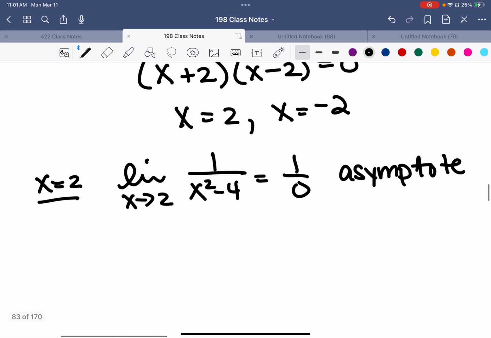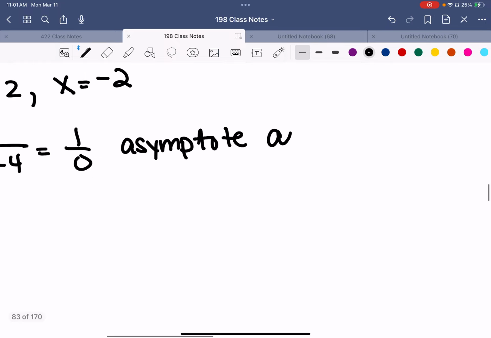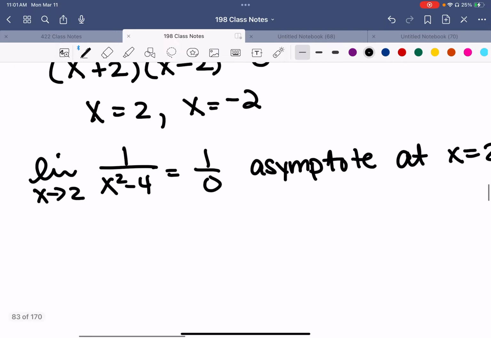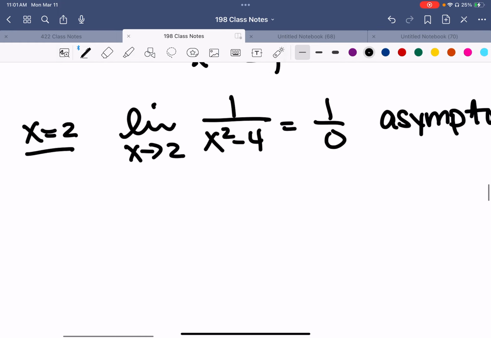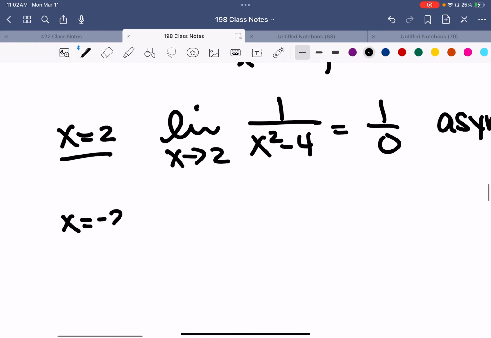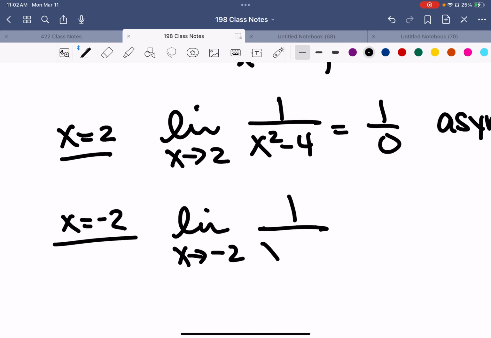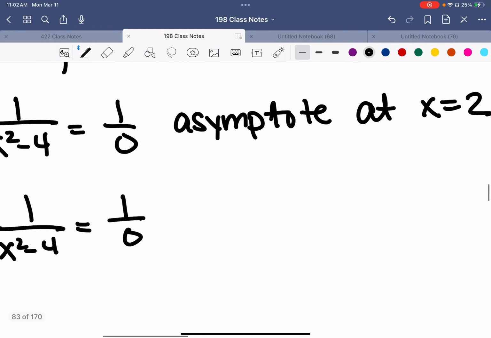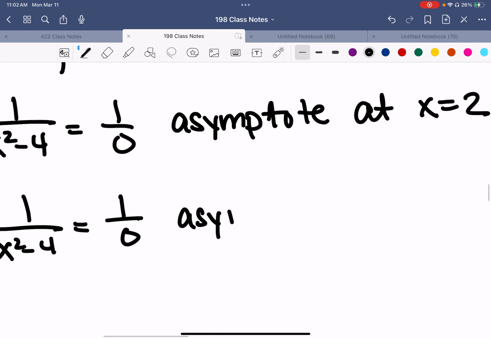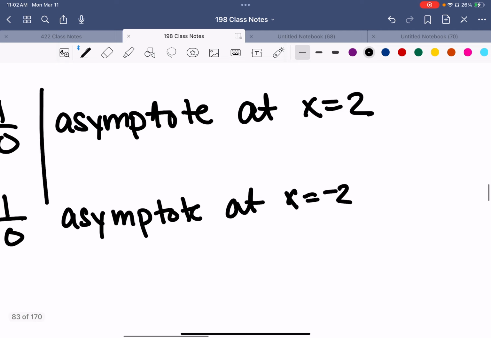If it were 0 over 0, it would be a hole. So we have an asymptote at x equals 2. Then we're going to do the same thing with x equals -2. So we have the limit as x goes to -2 of 1 over x squared minus 4. And when we plug that -2 in there, squared becomes 4 minus 4, we get 1 over 0. And that's also going to give us a second asymptote at x equals -2. So those are my two discontinuities.